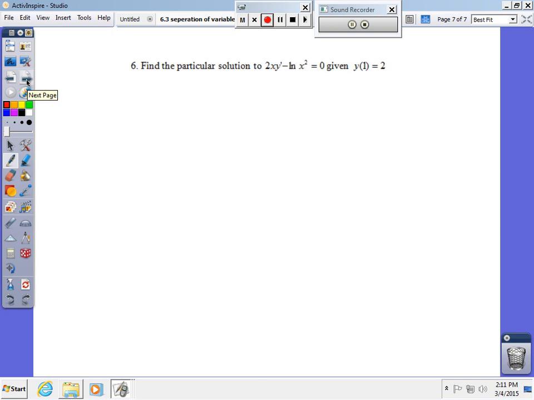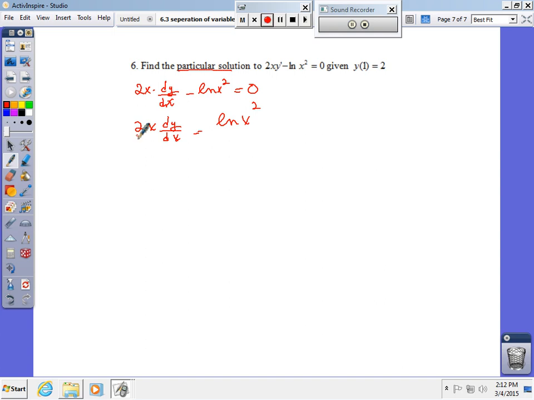All right, so for number 6, they want you to find the particular solution. So the first thing I'm going to do is write anything that's y prime as dy dx minus the ln of x squared equals 0. All right, I'm going to separate the variables. So I'm going to get 2x dy dx is equal to the ln of x squared.